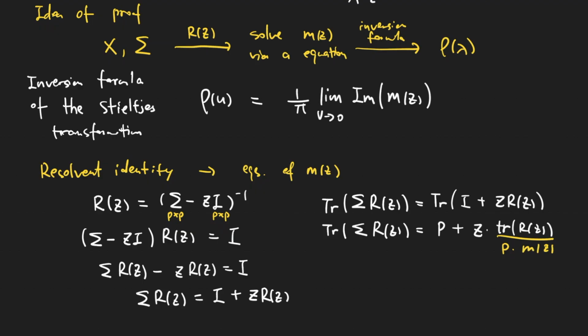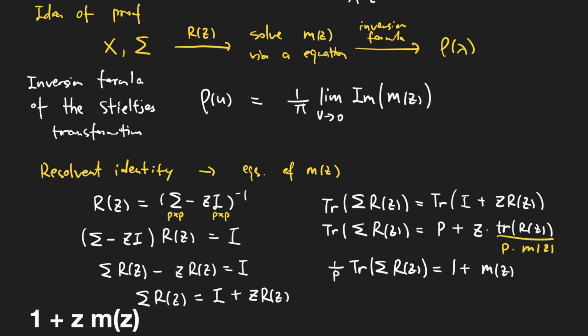Then we can just divide both sides by P. 1 over P times the trace of sigma times R of z equals 1 plus z times m of z. So this is an identity equation we obtained by simply manipulating the terms. So see here that we already have m of z on the right-hand side. So all we need to do is to express the left-hand side with m of z, which we will show next.